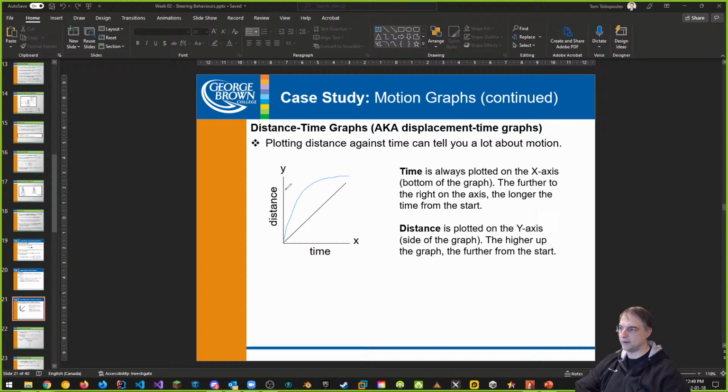And then the displacement every time step is slowing down until there's more time and less distance. If it's more time and less distance, it's slowing down. If it's more distance and less time, that's speeding up. So that's the way it would look. Motion graphs are awesome.